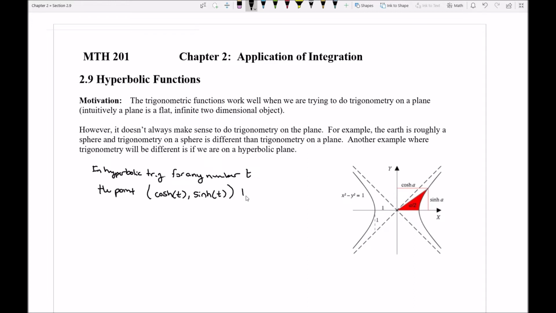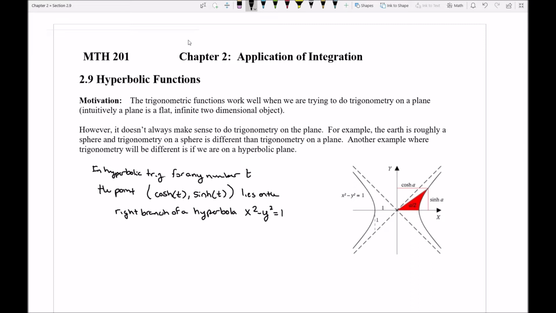This is a point, and it would lie on the right branch of a hyperbola given by x squared minus y squared is equal to 1. Now this is often referred to as a unit hyperbola, kind of like how in a plane when we dealt with regular trigonometry we talked about the idea of a unit circle. So here we kind of just have a slightly different shape.